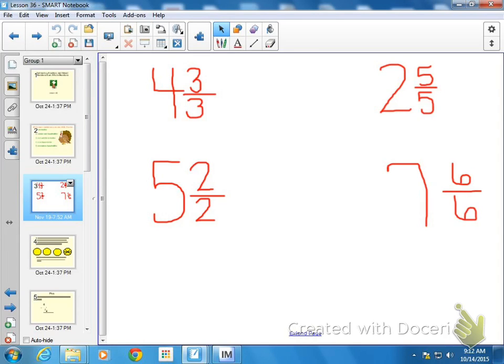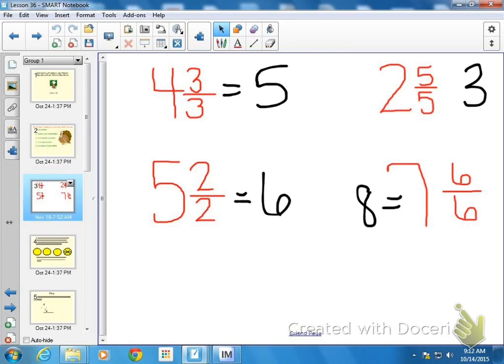So let's just rewrite this. 4 3/3 is really the same as what? 4 3/3 is really the same as 5 wholes. And 2 5/5 is really the same as 3 wholes. 5 2/2 is really the same as 6 wholes. And 7 6/6 is really the same as 8 wholes. We're going to use that to help us with our subtraction.